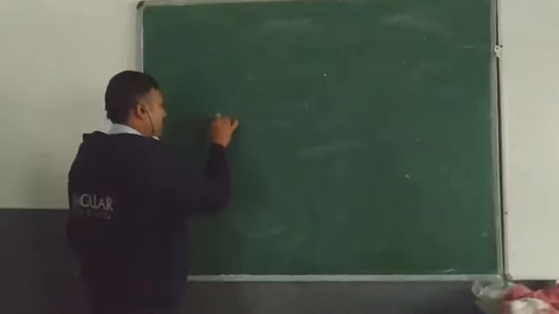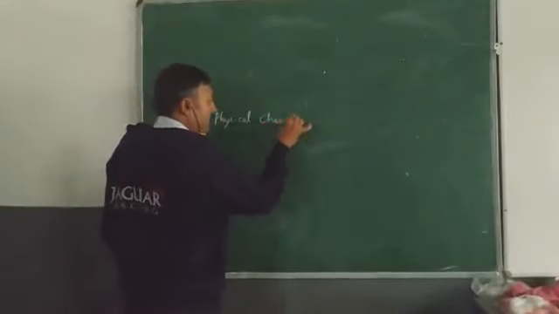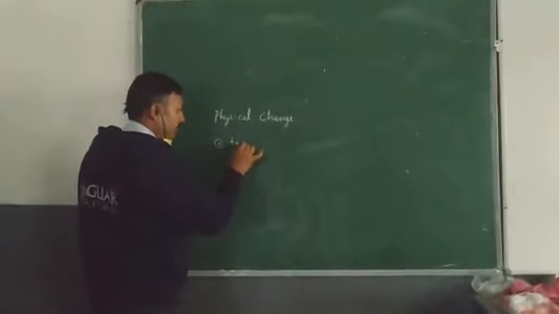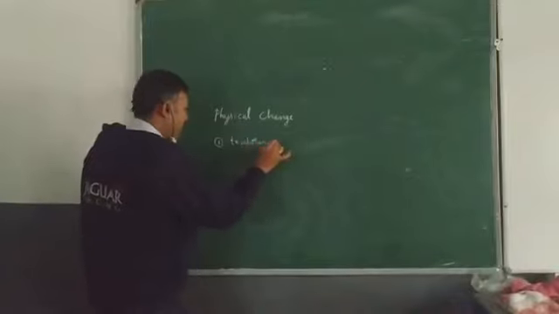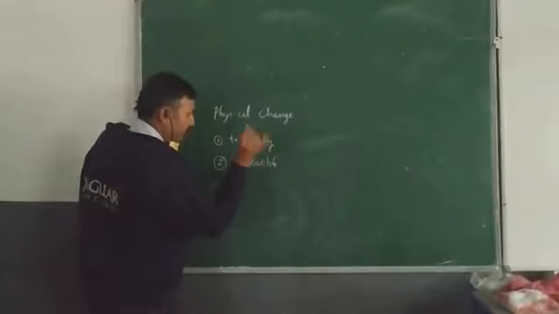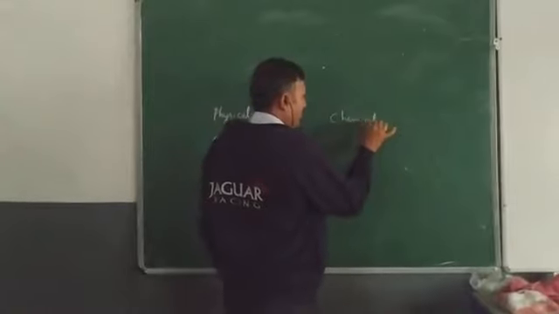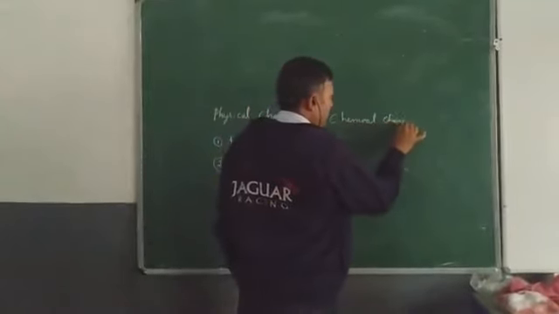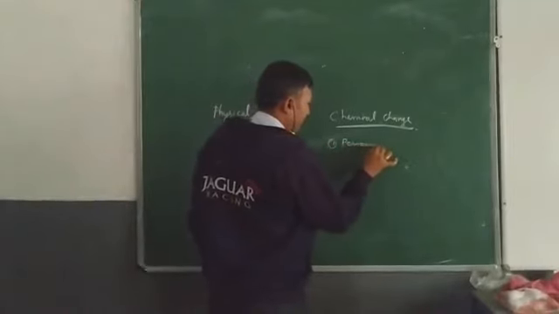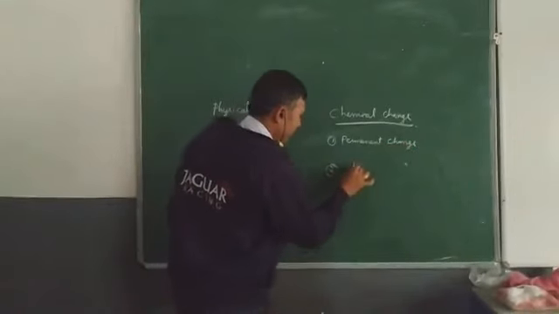A physical change is a temporary change, and secondly it is reversible. A chemical change is a permanent change, and it is not reversible.